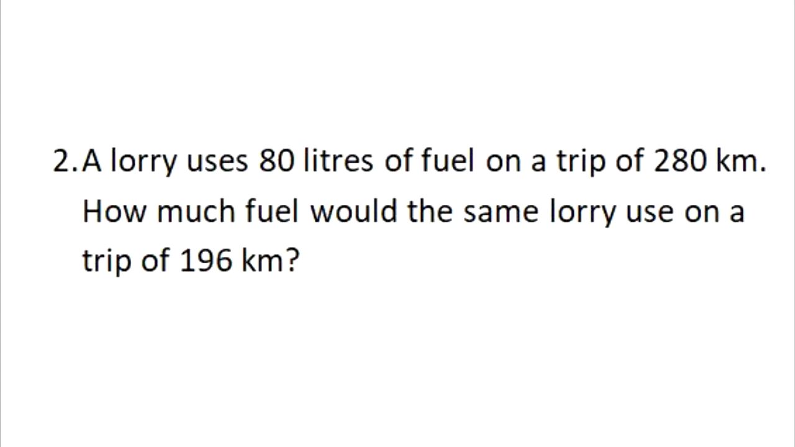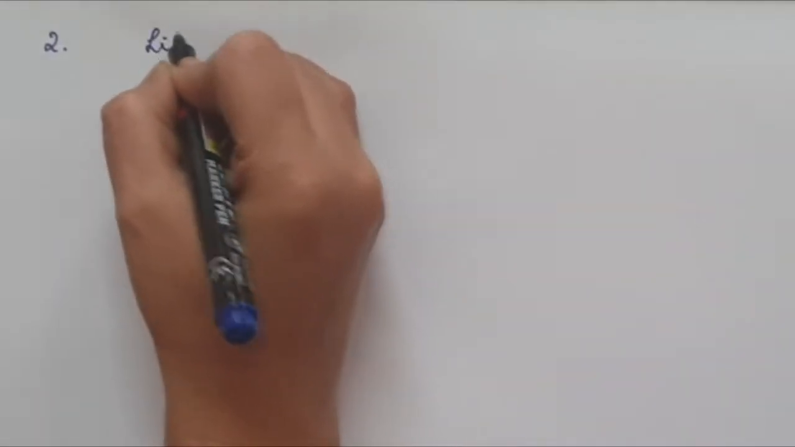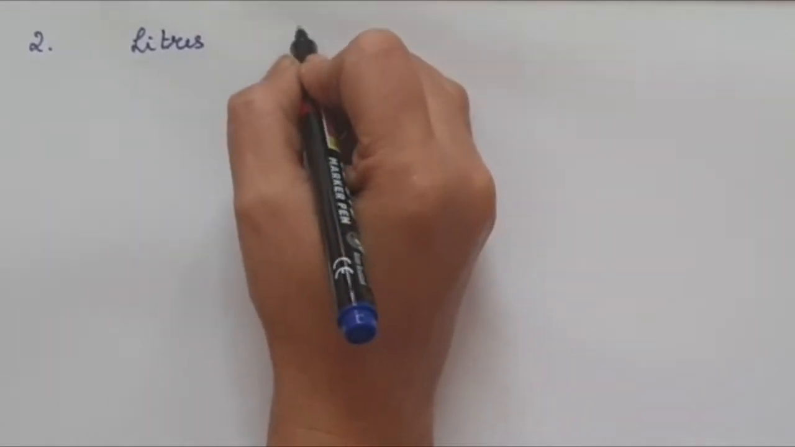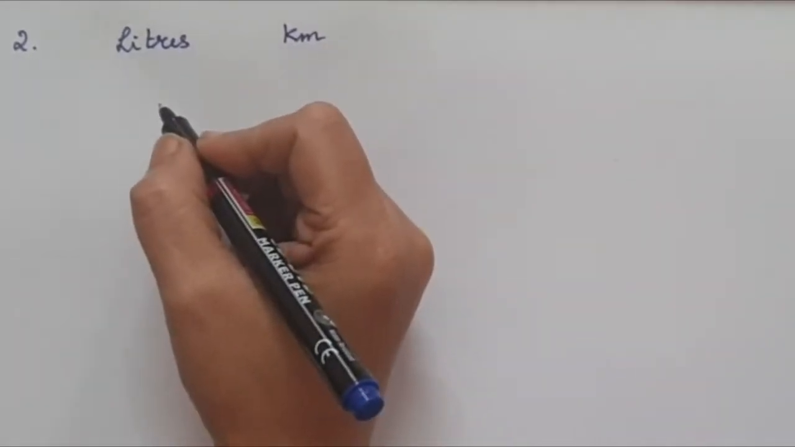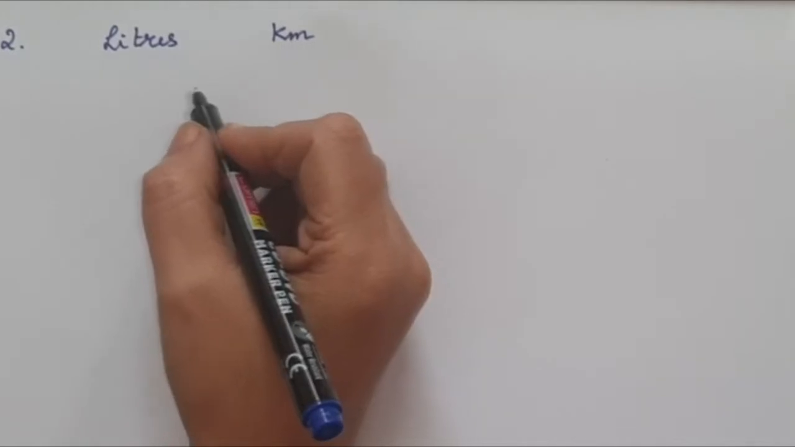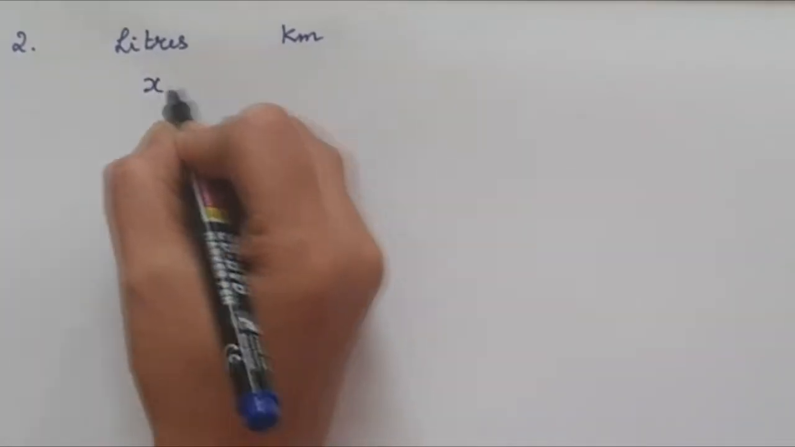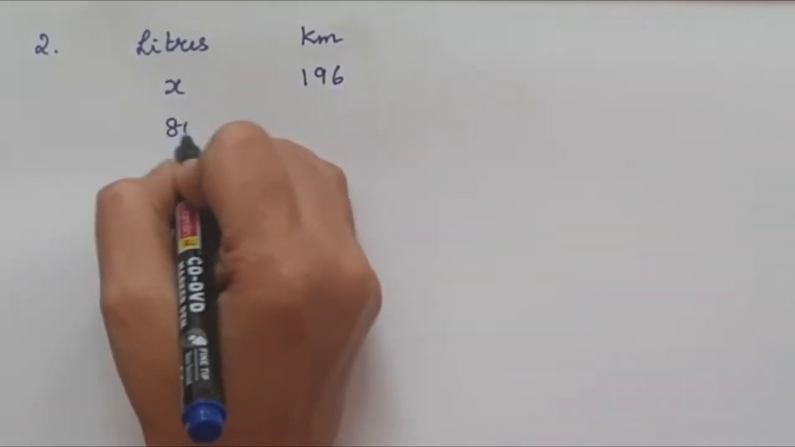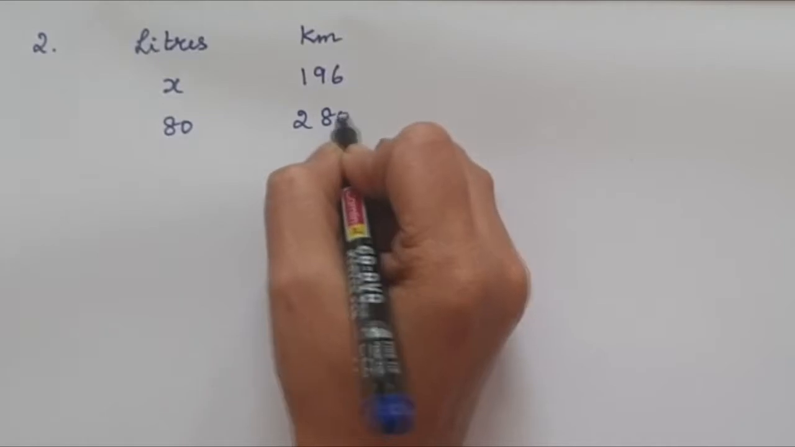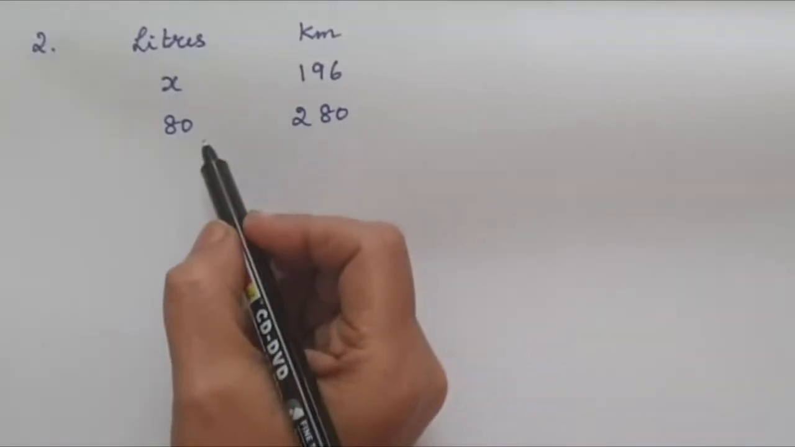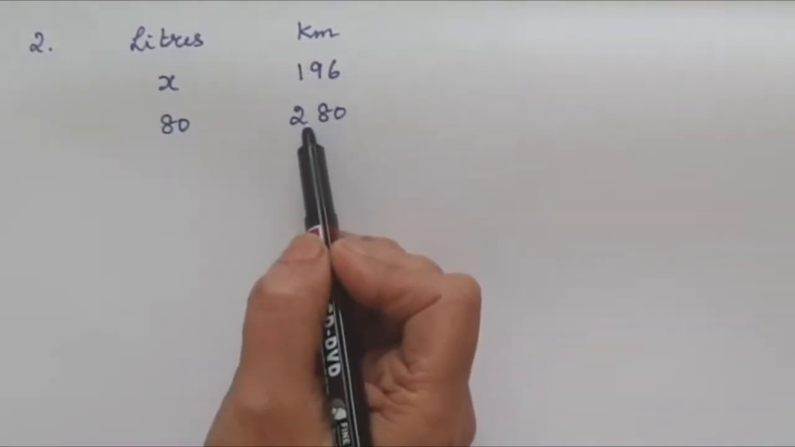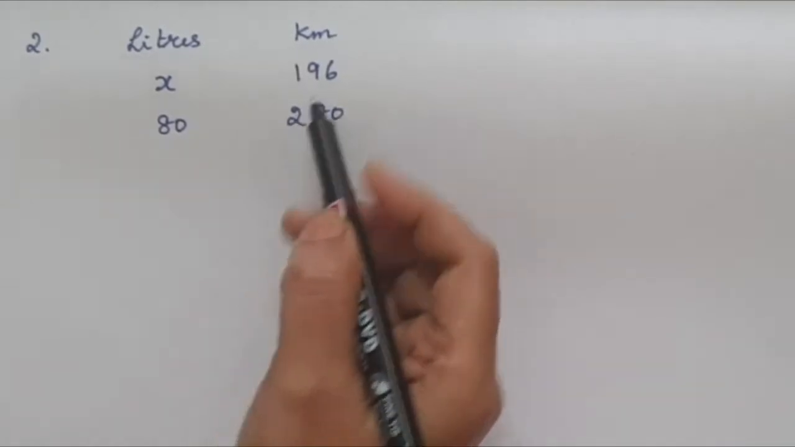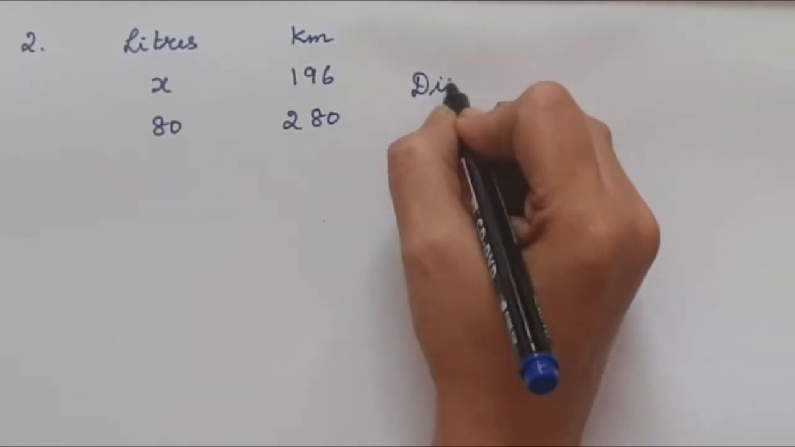Second question, a lorry uses 80 liters of fuel on a trip of 280 kilometers. How much fuel would the same lorry use on a trip of 196 kilometers? Second question, the liters used and the kilometers. So we need to find how much fuel is used for 196 kilometers, and it is given that for 80 liters, the lorry can travel 280 kilometers. When the number of liters increases, the distance traveled will also increase. So automatically this is a direct proportion.